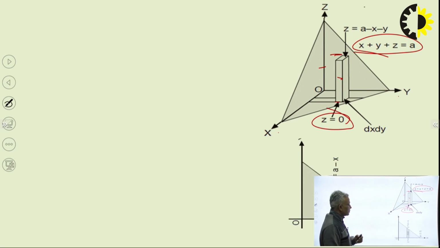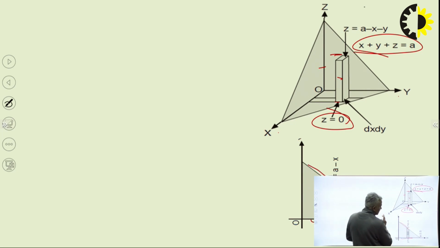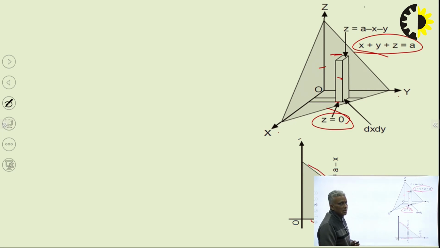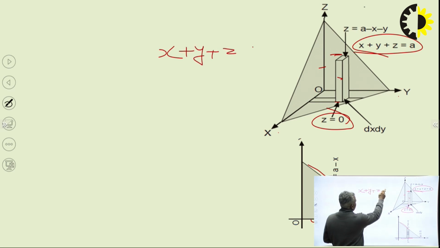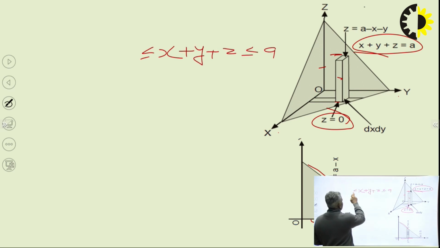Now we take the limit of y. The lower limit is touched by this line and the upper limit is touched by this line, then we take the decision. We can take the limit without any graph. How? Suppose I want to calculate over this region: x plus y plus z less than or equal to a, and greater than or equal to 0.